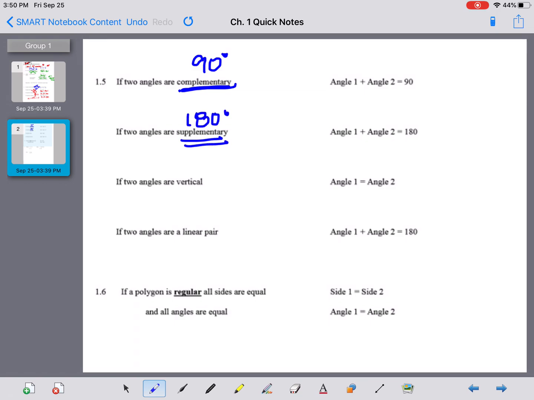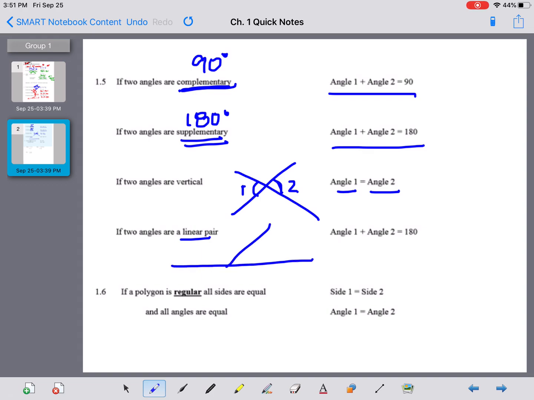So if we talk about complementary, add them up to 90. If they say they're supplementary, add them up to 180. If I have two angles that are vertical, right, straight across from each other, we make angle 1 equal angle 2 because they are equal, okay? They're congruent. If two make a linear pair, that's a line, and together they make a pair, we can make them add up to 180.